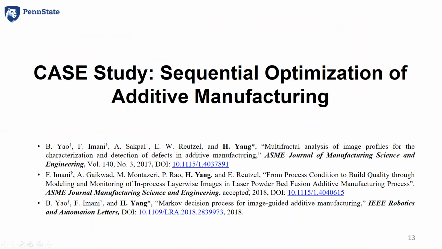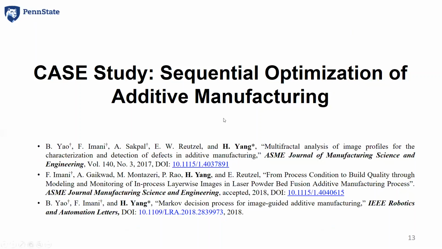Okay, so far we talked about the Internet of Things, smart manufacturing, the evolution of the Internet. Now let's have a look at a specific case study on how we can leverage the data we collected from the manufacturing environment for optimizing the quality of the build in additive manufacturing. This case study is about sequential optimization of the 3D build quality in additive manufacturing. Additive manufacturing is 3D printing, in layman's terms.